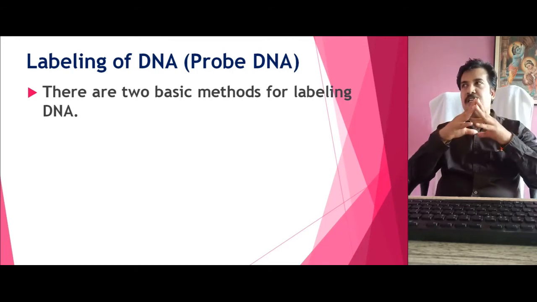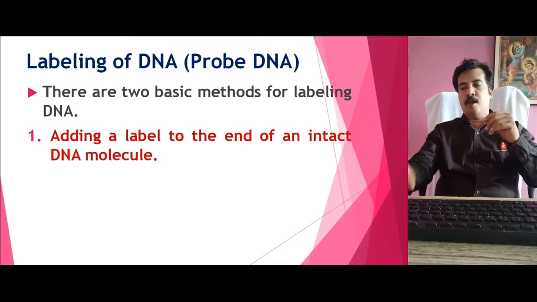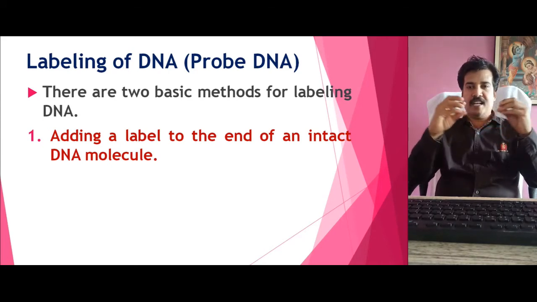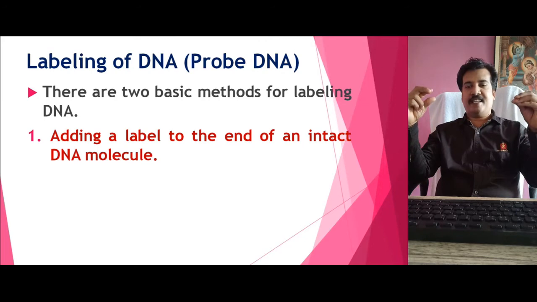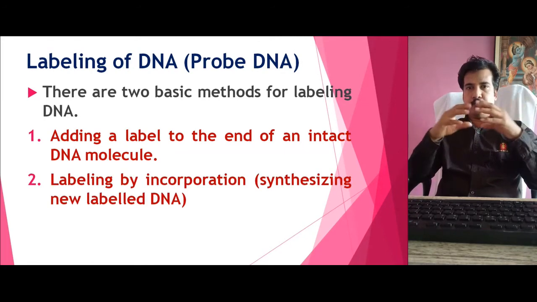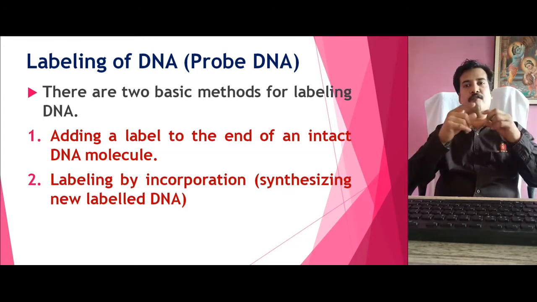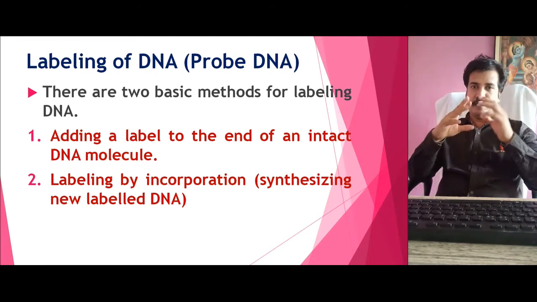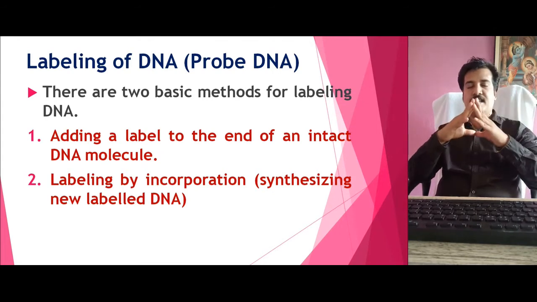This construction can be done with two basic methods. One is the addition of the label, which may be a radio labeled one, at the end of the intact DNA molecule. So we take an intact DNA molecule, then we attach the label at the end. That is one process. And the second process is we synthesize the DNA by incorporation of the radio labeled one or a fluorescence dye at each and every step. That means we can synthesize this probe DNA in two ways. One is the addition of the radio labeled isotope at the intact DNA molecule, otherwise labeling by incorporation method.